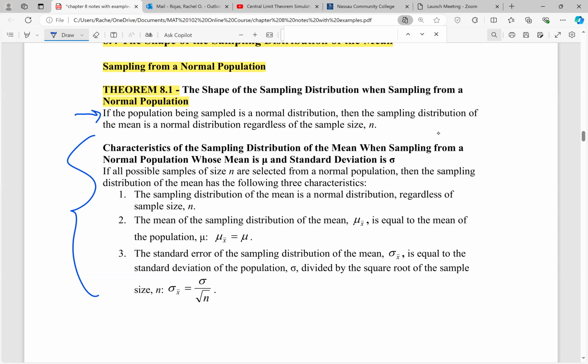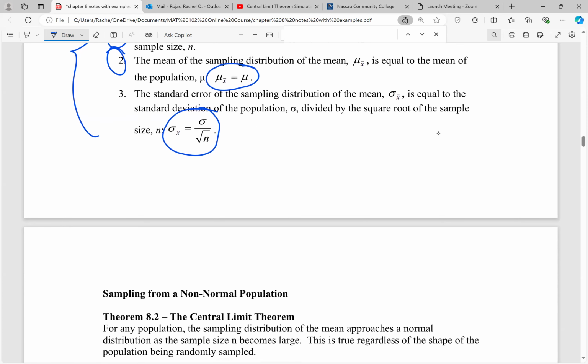So we said that the sampling distribution of the mean would be normal, regardless of sample size. We know that the mean of all the sample means is equal to mu, and the standard deviation of all the sample means is still equal to sigma divided by the square root of n. So that's theorem 8.1. I'm going to show you a simulation in a minute that's going to illustrate this. And then we'll do some examples in the next lecture.